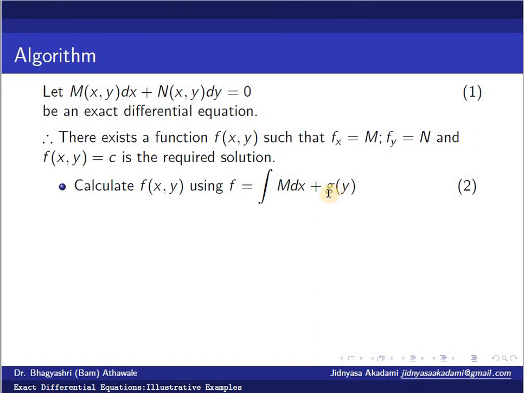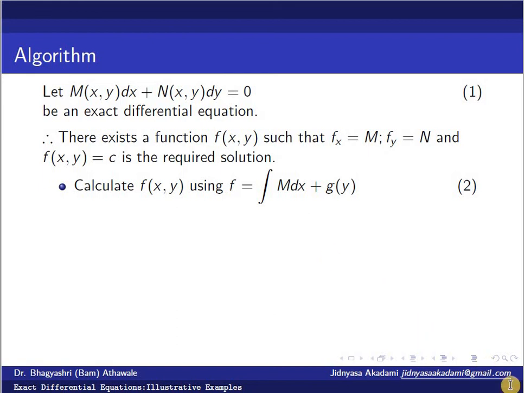If you still have some doubt about why this term g(y) is there, I recommend you revisit the video on the proof of the necessary and sufficient condition of an exact differential equation. So you will get why this term g(y) is here. Now, to write up to this step, we have already used that ∂f/∂x is equal to M. So to find g(y), we are going to use the condition that ∂f/∂y is equal to N.